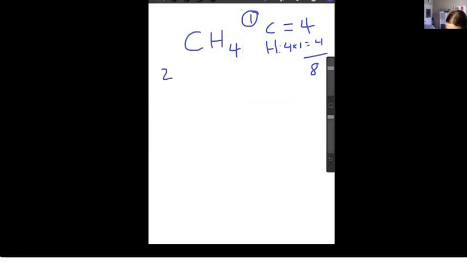Step 2 is to pick the odd element in the compound or the least electronegative element and put that in the center, and then make single bonds to everything around it. So in this case, we've got 4 single bonds to the 4 H's. Then you count up the electrons that you've used up so far.